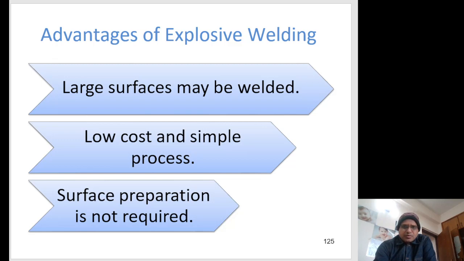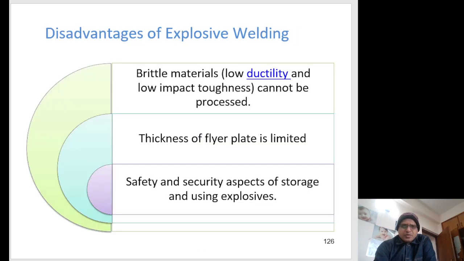Now we are going to talk about some disadvantages or limitations of this welding technique. Through this technique, brittle metallic materials are difficult to join, and there is a limitation on the flyer plate thickness. The handling of the explosive material is dangerous, and the noise produced during the explosion is unavoidable. So these are the limitations of the explosive welding technique.